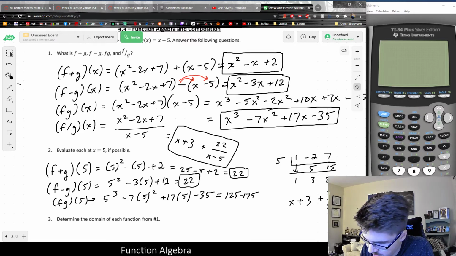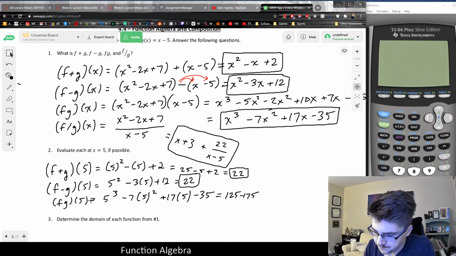I'm going to go ahead and erase this over here because I don't need that anymore. I used that for the last example. 17 times 5 is, 10 times was 50, 20 is 100. So that should be 85, I believe, plus 85 minus 35.